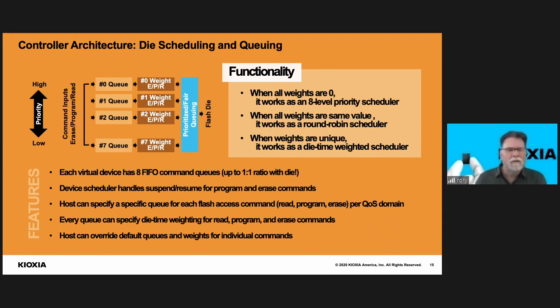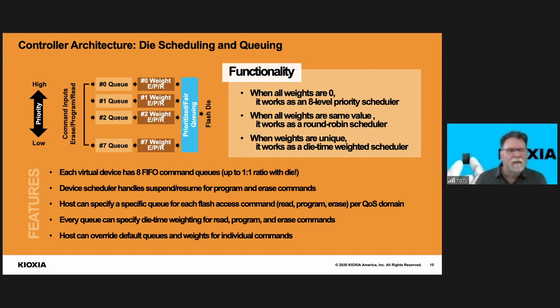The host can specify a specific queue for each type of Flash access command. So you could have one queue used for read operations, a separate queue used for program operations, and a third queue used for erase operations on a per QoS domain basis. Every queue can specify the die time weights for the individual read, program, and erase commands. And finally, the host can override the default queue assignments as well as the default weights for each individual Flash access command.